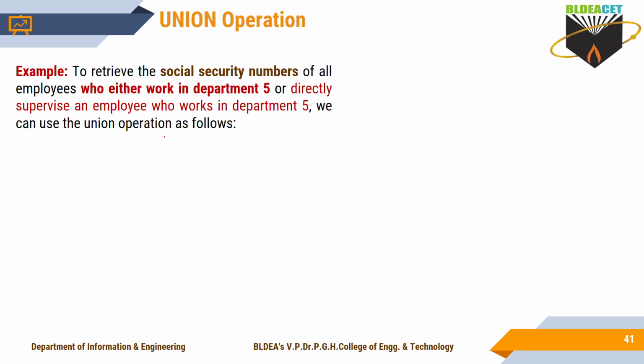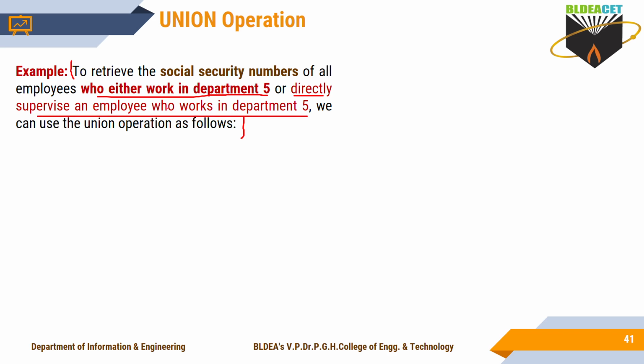So if you want to write any query, this is what we call a query here. And in this query, what is the condition? First you have to check where you have the condition and what that condition is. You want to retrieve the social security number of which employees who work, who either work in department number 5 or directly supervise an employee who works in department number 5. This is your query here.